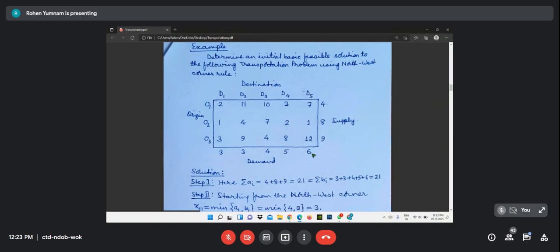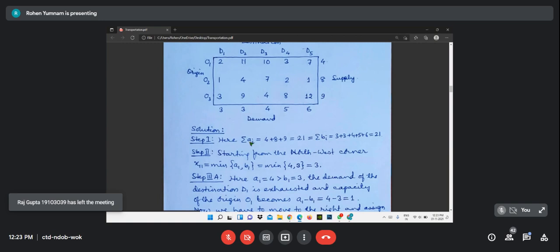Now, according to the steps given in the algorithm, let us check what summation Ai is. It is the sum of 4, 8, and 9, which is 21, and summation Bj is also 21. They are equal, so it is balanced, and we can go to step 2. In step 2, you have to start from the northwest corner element, the top leftmost, where the cost is 2. Supply is 4, demand is 3. From 3 and 4, you take the minimum, which is 3.